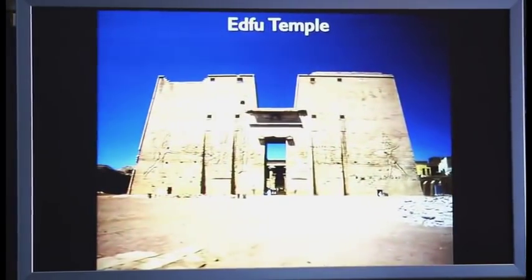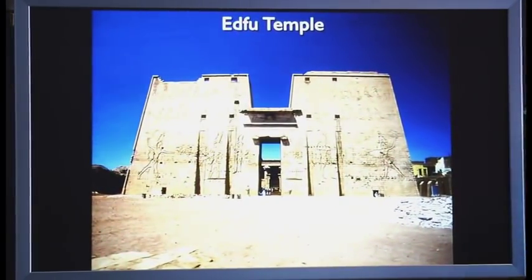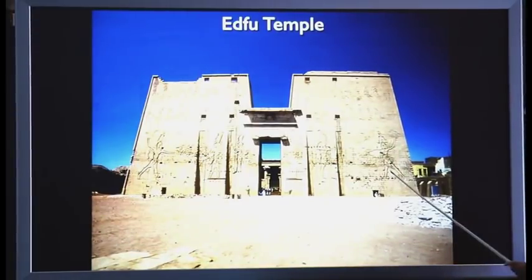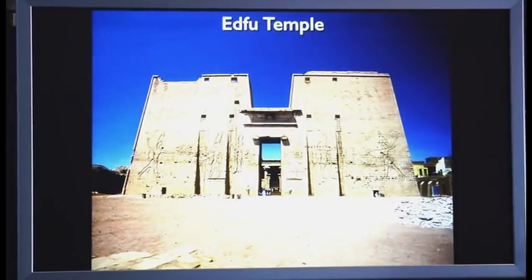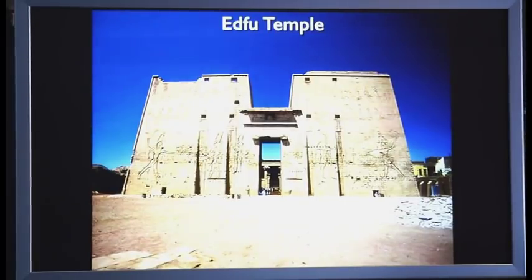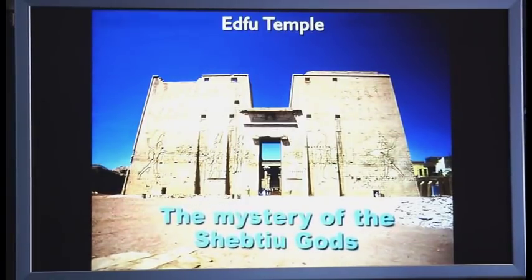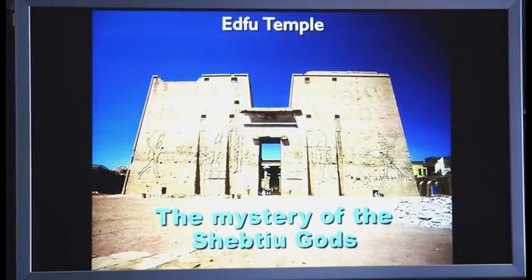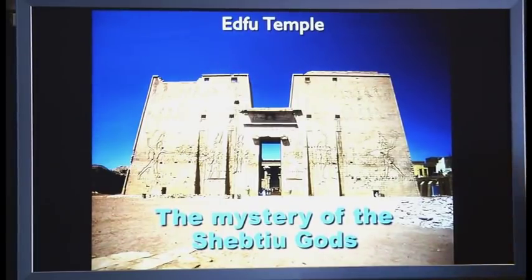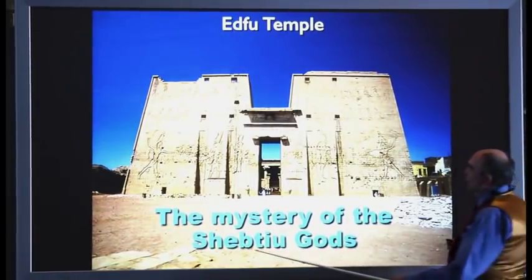And I'm going to start this talk by introducing you to something you're probably not familiar with. You all, I'm sure, recognize Edfu Temple, a Ptolemaic or Greco-Roman temple, but in this temple is a record of prehistoric times, the Septepi, the first time. And it's about a mysterious group of gods called the Shebtiu. You've probably never even heard of the Shebtiu.